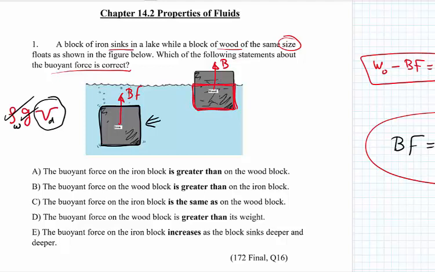So the buoyant force of the one that sinks down is greater than the buoyant force of the one that is floating. So the buoyant force on the iron, which is this one, is greater than the buoyant force on the wood block.